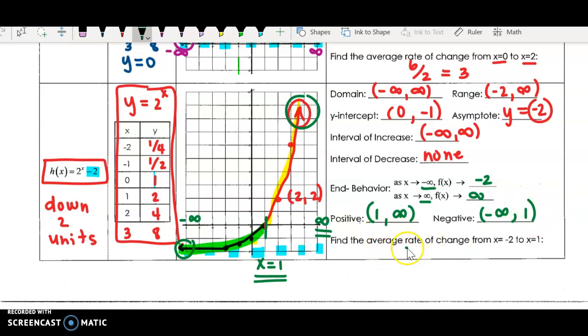Finally, we'll find our average rate of change. We're going to count the slope of the function on the graph from where x equals -2, here's my point where x equals -2 on my graph, to x equals 1, which is right here. So we'll count the slope, the rate of change. That's going to be the rise over run between those 2 points. That's up 2 and to the right 3. So our rate of change is 2/3. Now we're ready to move on to the next page.